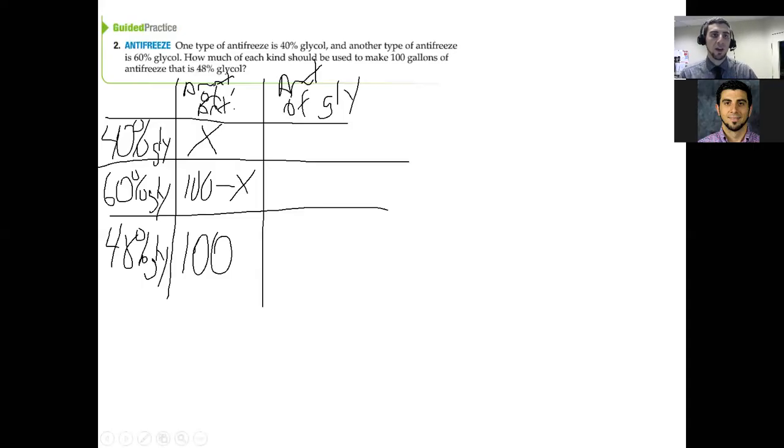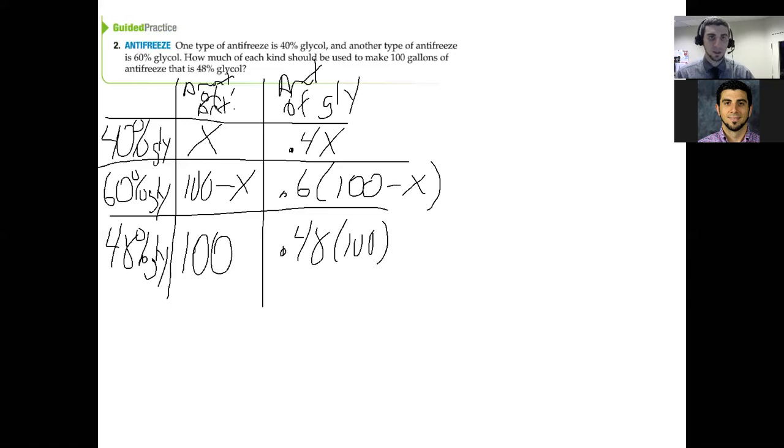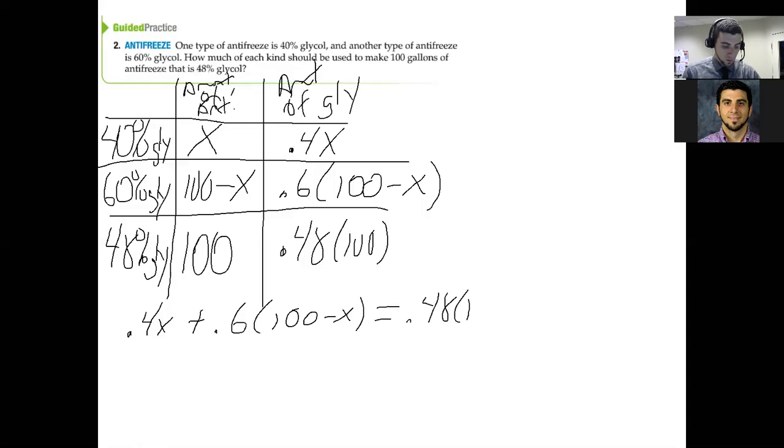Okay, so if I have X gallons of antifreeze and it's 40% glycol, to get the amount of glycol, I just do 0.4X. Same thing with the 60%, 0.6 times 100 minus X. And then with the 48%, 0.48 times 100. Then set up your equation. The amount of 40% plus the amount of 60% should equal the amount of 48%. So 0.4X plus 0.6 times 100 minus X equals 0.48 times 100.